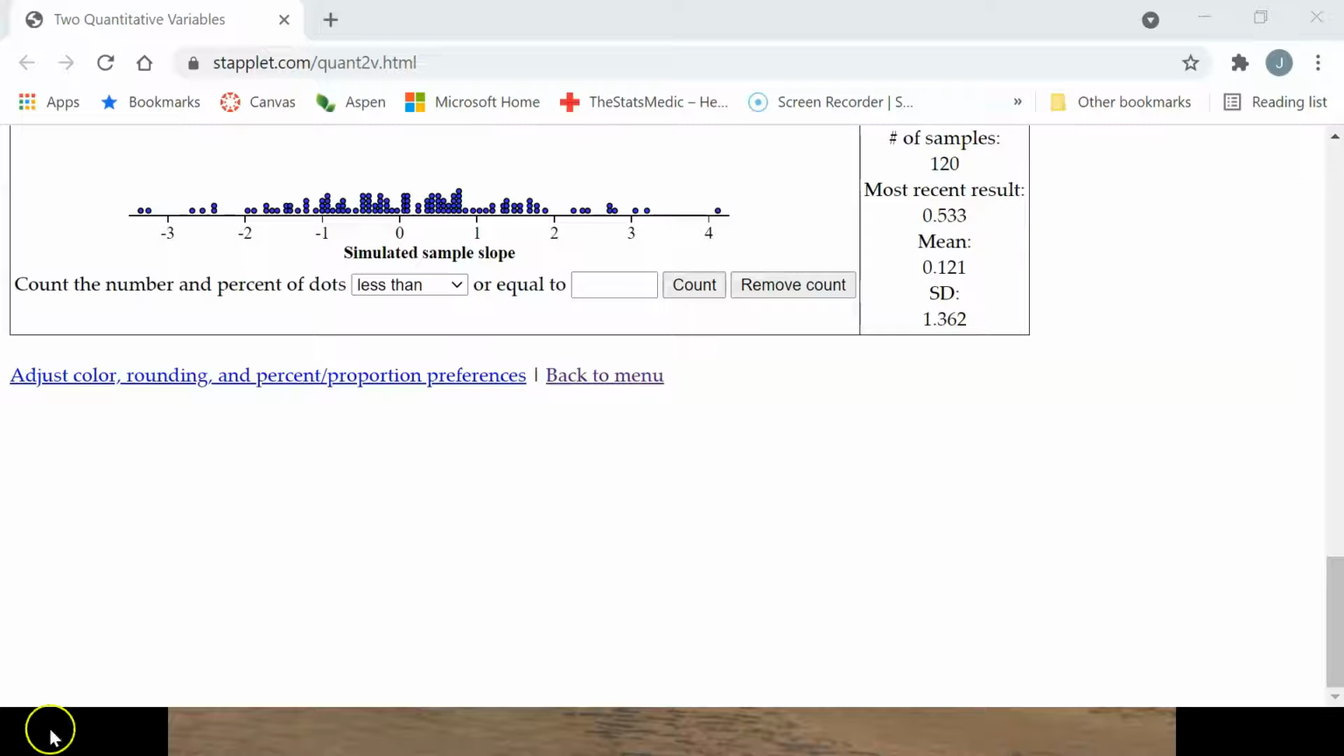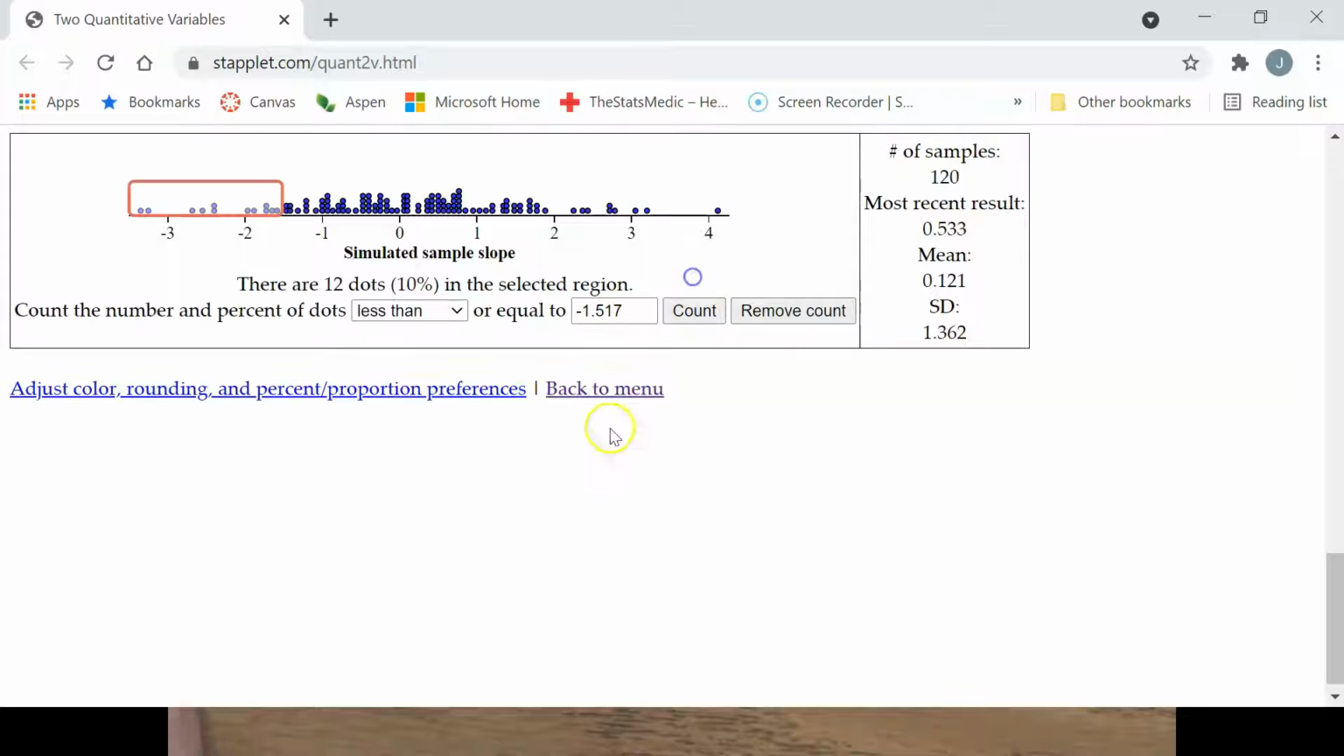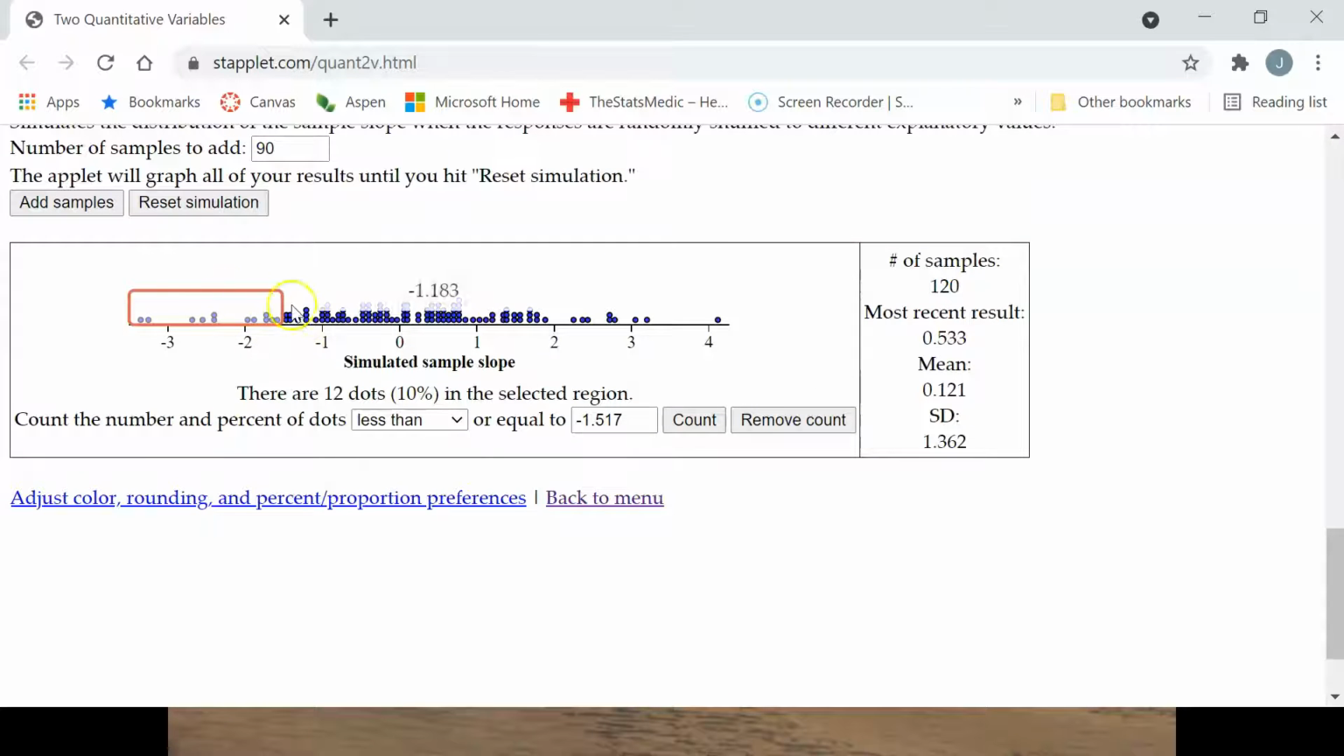Now, remember our slope that we got was negative 1.517. So I'm going to put this in here, negative 1.517. That was the overall slope from that particular experiment. So here, all of these guys. There are 12 dots in this selected area. 12 out of the 90 samples were as extreme as ours.